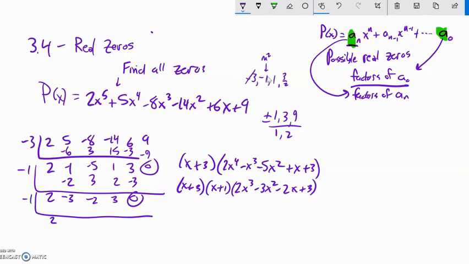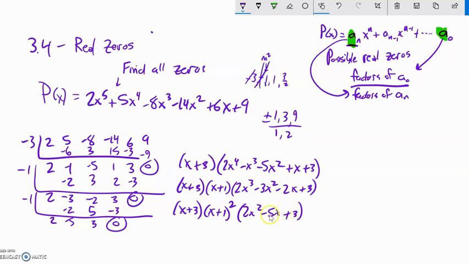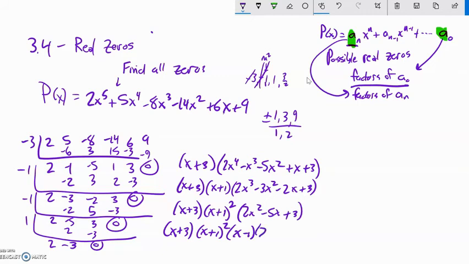2, just bring it down, then multiply, add, multiply, add, multiply. Yes. So I have x plus 3. And this x plus 1, I could write it twice, or I could just say squared. This was a cubic, so this shifted down to 2x squared minus 5x plus 3. Now from here, I could factor this, or I could even do the synthetic division again. You know, like I'll take out the positive one. 2, and then multiply, negative 3, multiply. So I have x plus 3, x plus 1 squared, x minus 1, and then notice what's left is a 2x minus 3. This was a quadratic here, shifted down to a linear.